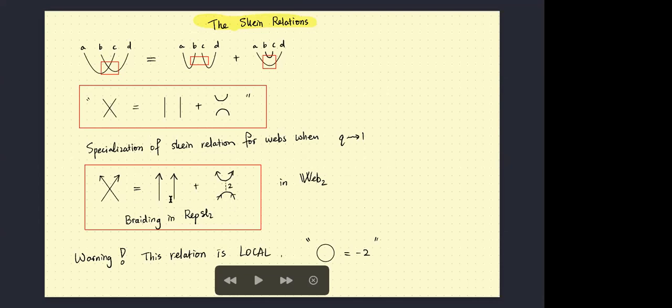Now, this is the original picture from the Cautis-Kamnitzer-Morrison paper. We just need to remember that the middle edge here is labeled by 2, so that has to be erased, and that recovers the classical picture above.